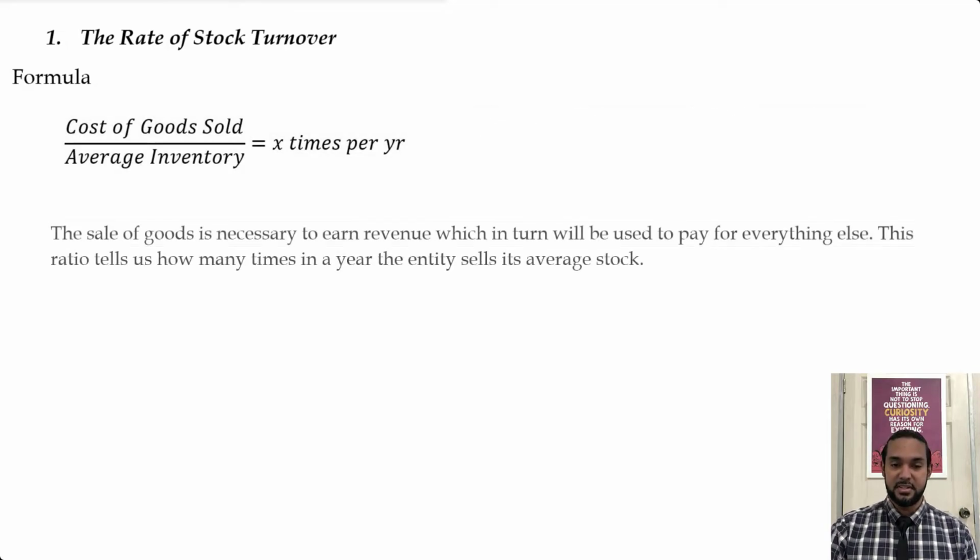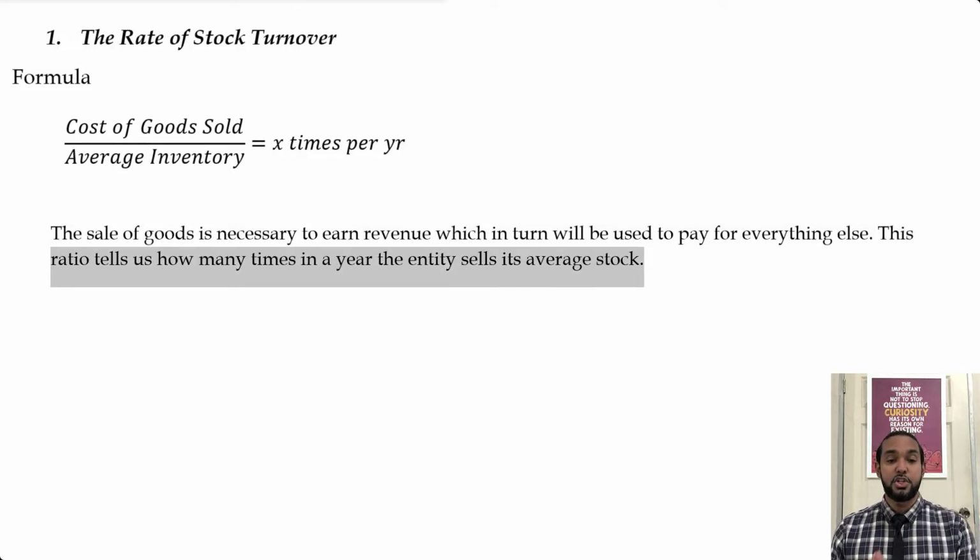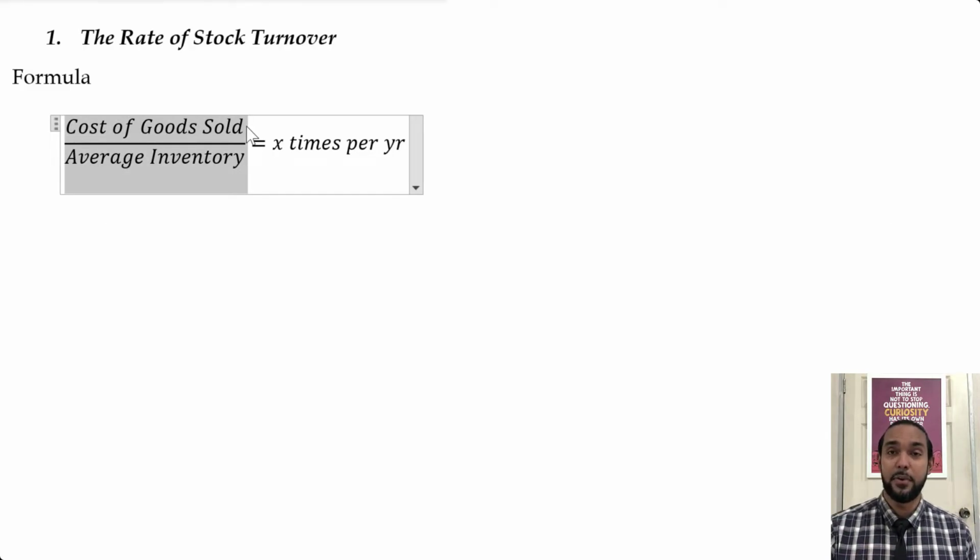So what this does is it tells the sale of goods is necessary to earn revenue, which in turn will be used to pay for everything else. We said it already. And this ratio tells us how many times in a year the entity is selling out its average stock. So let's take a look at an example of the calculation.